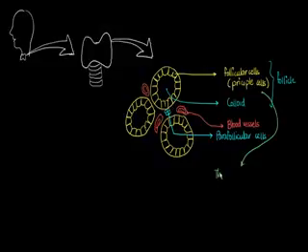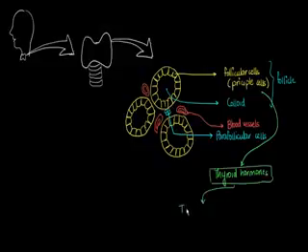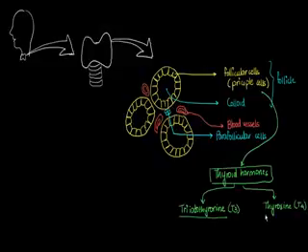The thyroid hormones are of two main types. One contains 3-iodine and is called triiodothyronine or T3. The other one is thyroxine or T4. It contains 4-iodine.